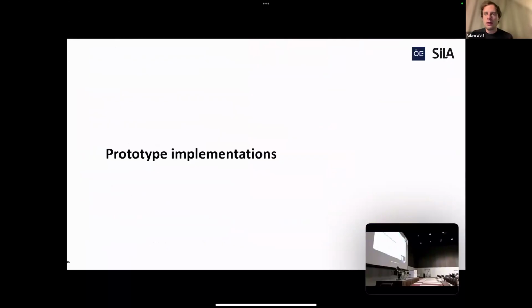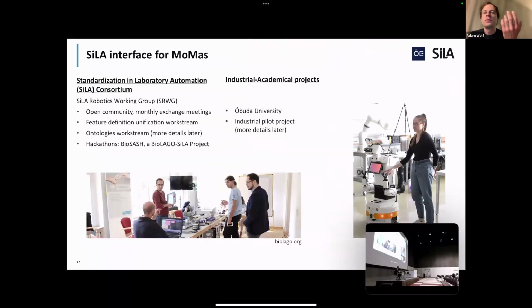To demonstrate the feasibility of the LAPP concept and how the SILA labware transfer feature definition can be implemented for stationary and mobile robots, we took a multi-step approach. First, together with the SILA Robotics Working Group, we assessed the required capabilities for supportive lab robots, and we identified the labware transfer capability to be the most ubiquitous one and most requested one. So we came together and created a harmonized feature definition first for stationary robots, for which we demonstrated feasibility in the form of a hackathon, and then for mobile manipulators together with an academic partner, the Hungarian Open University.